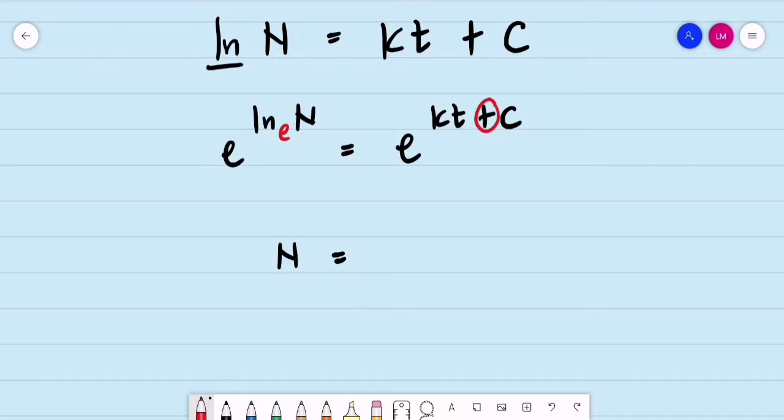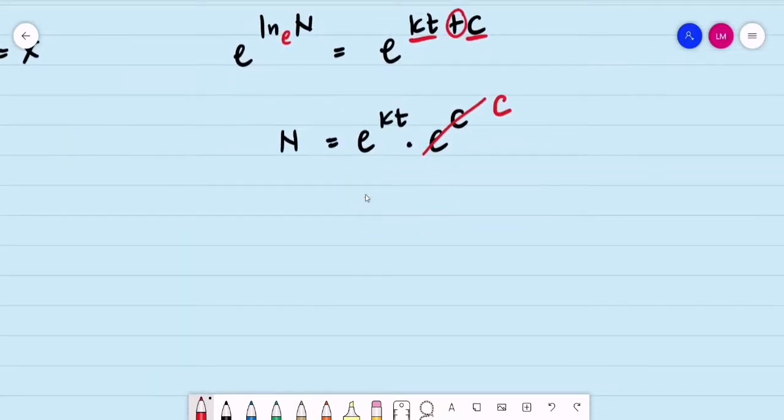If we are to separate these two exponents, we can have e raised to k times t multiplied by e raised to c. Take note that e raised to a constant is the same as a constant, or simply constant. So we now simplify our equation. Now we have N, or the number of population, simply equal to this constant c multiplied by e raised to k times t.